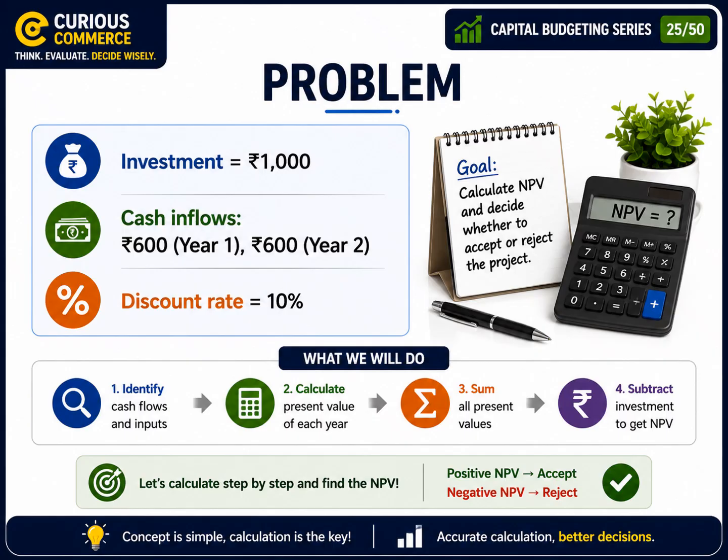Now let us understand the problem carefully. We have an initial investment of rupees 1000. Cash flow in the first year is 600. Cash flow in the second year is 600. Discount rate is 10%. Now students, before solving, always understand the meaning of these numbers. The company is investing 1000 rupees today. This money goes out immediately. So this is an outflow.